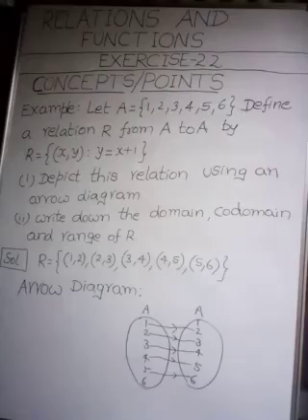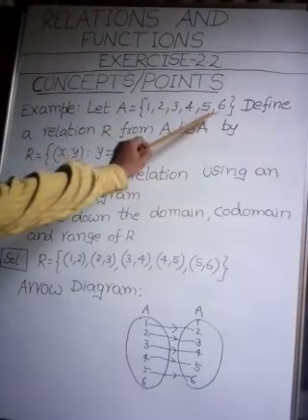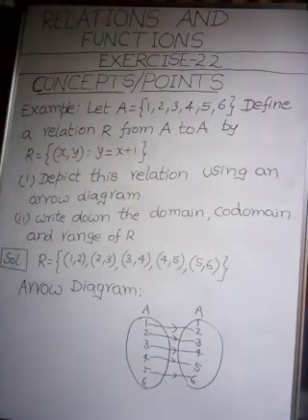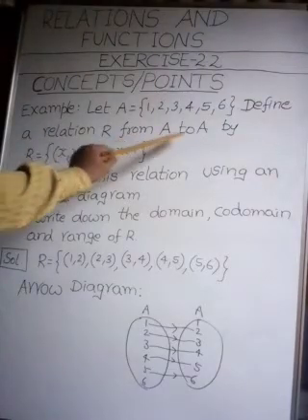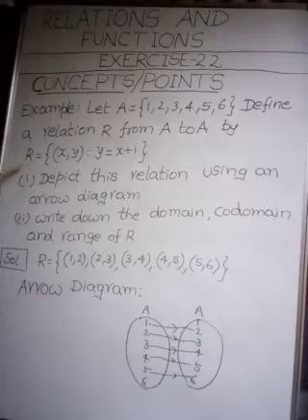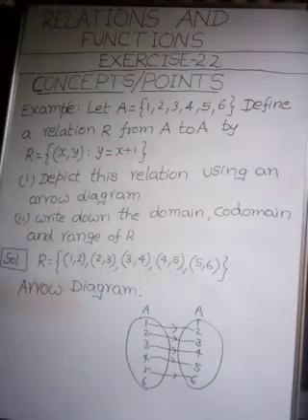Right. Now let us take another example to understand all these points well. See this example. Let A be equal to the set {1, 2, 3, 4, 5, 6}. These six are the elements of set A. Define a relation R from set A to set A by R is equal to the set of all ordered pairs (x, y) such that y is equal to x plus 1. This is a relationship between the first and second element of the ordered pairs.